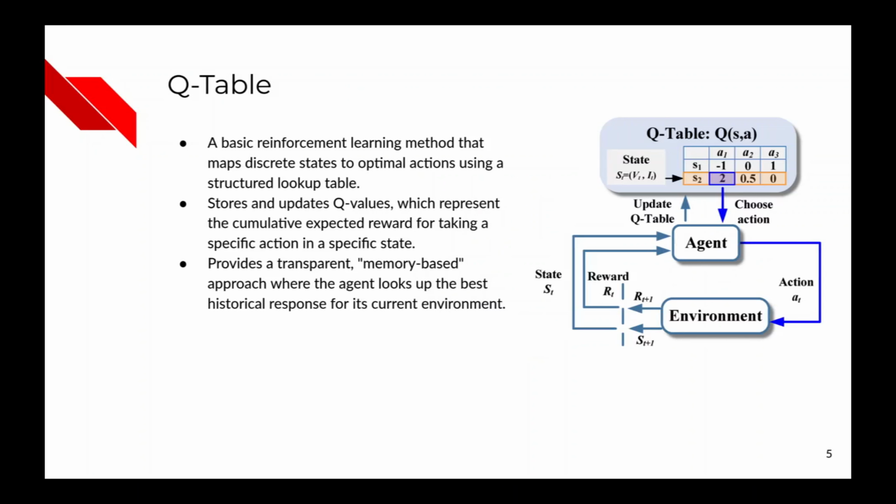The first one we use is Q-Table. It's a basic reinforcement learning method that maps discrete states to optimal actions using a lookup table. It stores and updates Q values, which represent expected rewards for taking a specific action in a state. It provides a transparent, memory-based approach where the agent looks up the best historical response for its current environment.